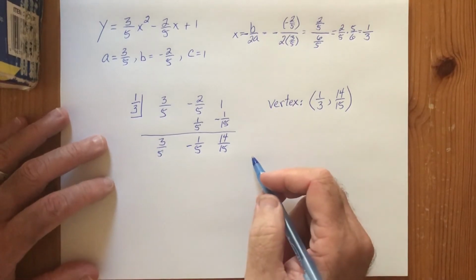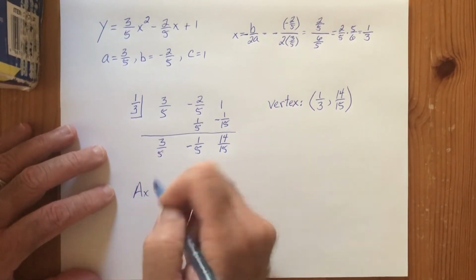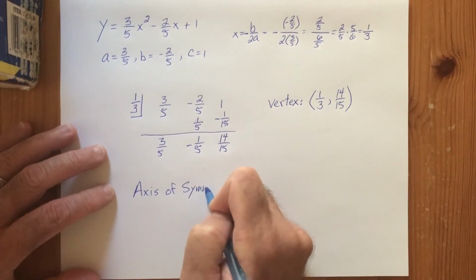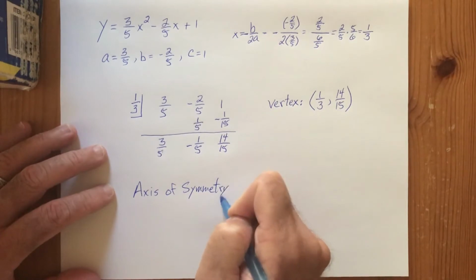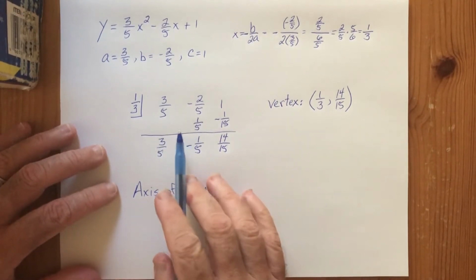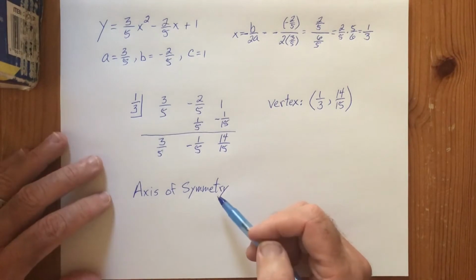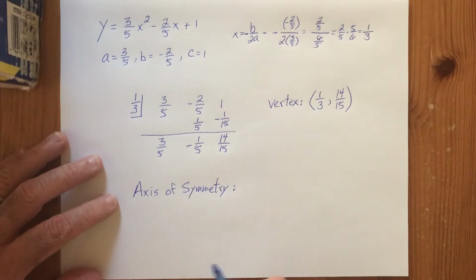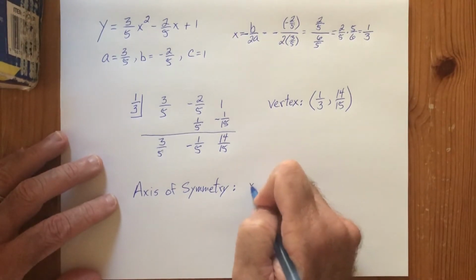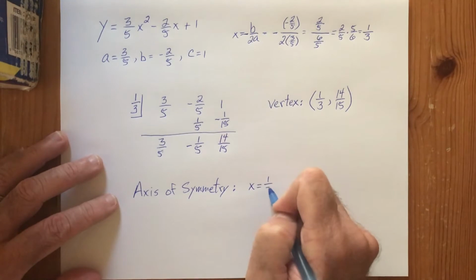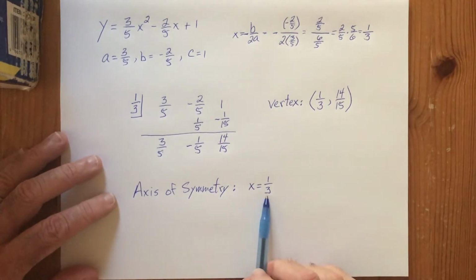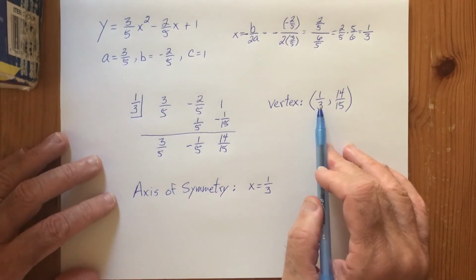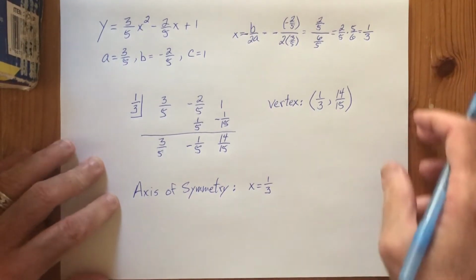And just one other word about the axis of symmetry. This particular parabola opens up, so it's a vertically opening parabola, and consequently the axis of symmetry is a vertical line. In this case, it is the equation x equals 1/3. That has exactly the same value as the x value of our vertex, because the axis of symmetry passes through the vertex.